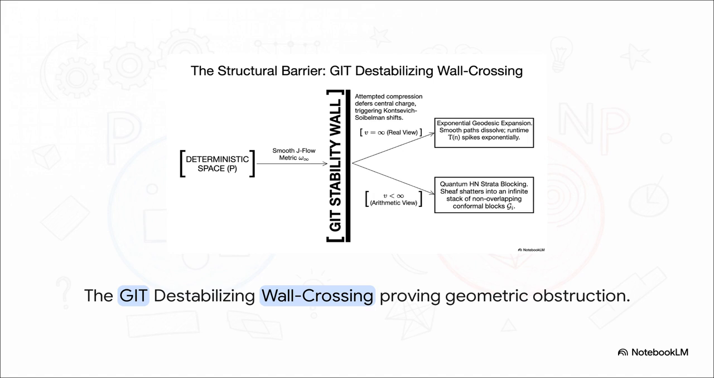So what happens if you actually try to equate them? Well, if you attempt to force that wildly branching NP space into the smooth polynomial-time envelope of P, you physically trigger a catastrophic collision with a GIT stability wall. It's a fundamental geometric barrier.